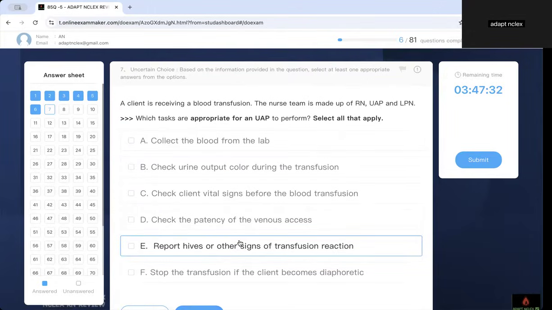Where does this question come from? This is Adaptation plus QBank. They may look a little bit difficult, but they are test-taking strategies to help you master it. When you go take the NCLEX, it's easy.